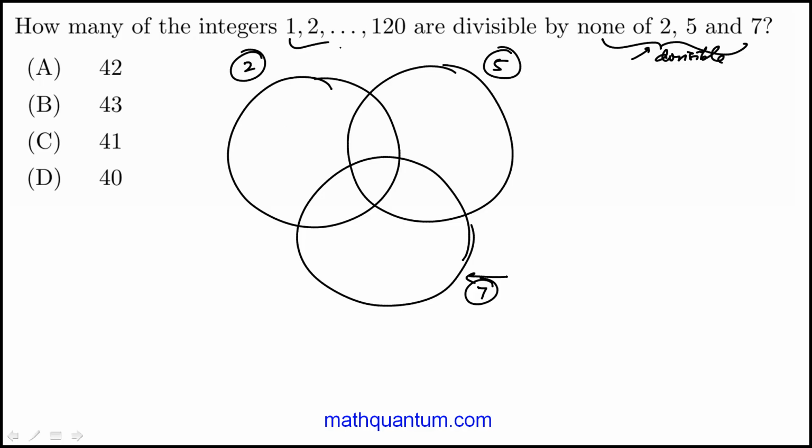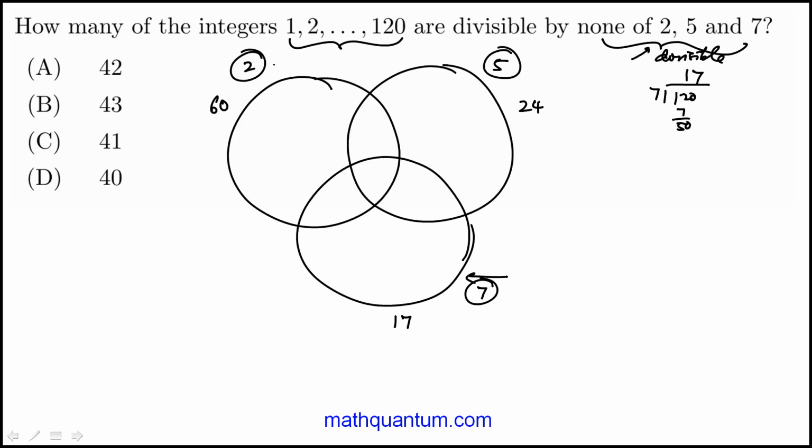So numbers divisible by 2, half of those are even. So that whole circle is 60. Same thing with 5. Divide 120 by 5, you would get 24. And then by 7, you do the same thing. 7 times 1 is 7. 7 times 17 is 119. So that's 17. Now I need to figure out these overlaps.